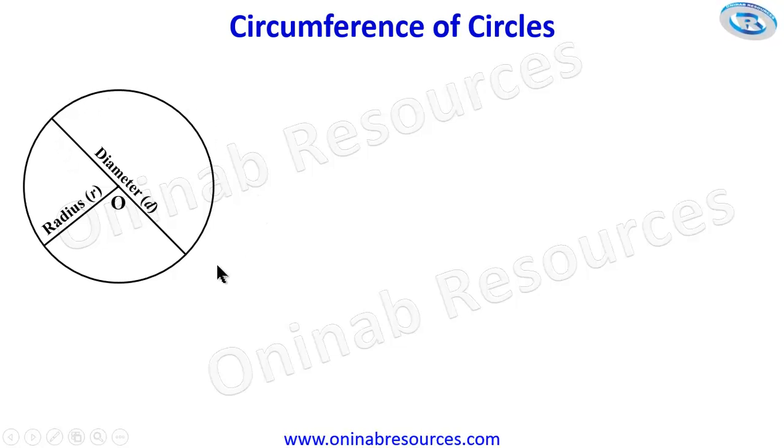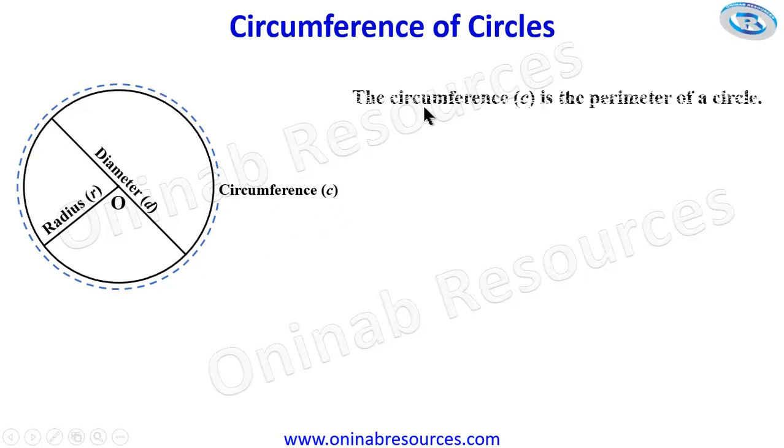The distance round the circle is called the circumference, denoted by C, and be informed that the circumference is the perimeter of a circle. So this is given as C equal to pi D, that is pi multiplied by the diameter, or we can also have it as 2 pi r. And we should note that r is diameter divided by 2.